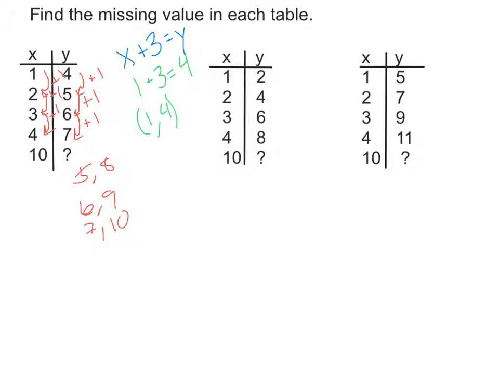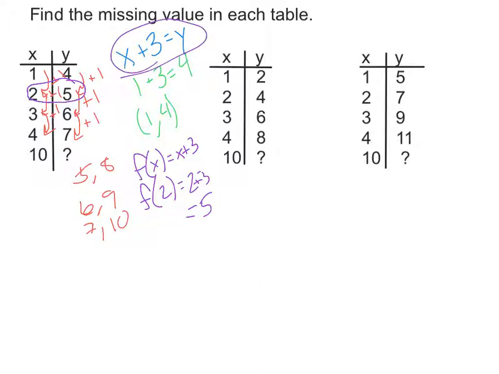Okay? Another way I can write this is in functional notation. So instead of x plus 3 equals y, I could say f of x equals x plus 3, and that way you can see that when I do f of 2, my input is 2, my output should be 5. If I do 2 plus 3, I do indeed get 5. Okay? So that's the pattern for this.